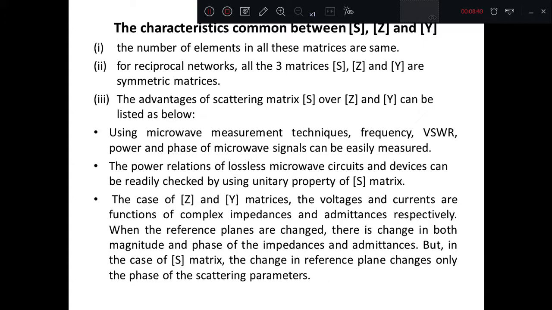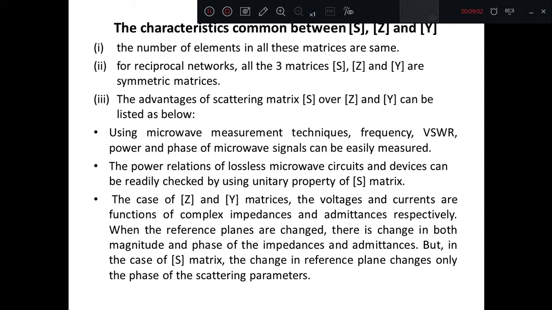But in the case of the S matrix, the change in reference plane changes only the phase of the scattering matrices. Even if you change the reference plane, there is only a change in the phase, not in the magnitude. Magnitude doesn't change, only phase will change. So that is the advantage of the S matrix compared to Z and Y.